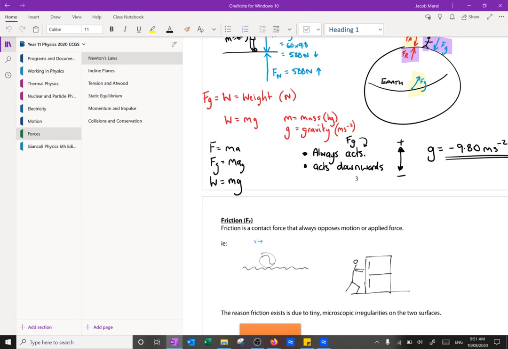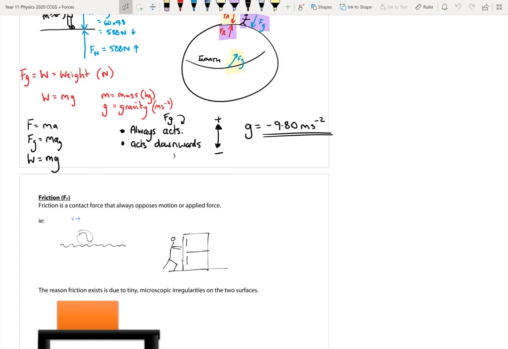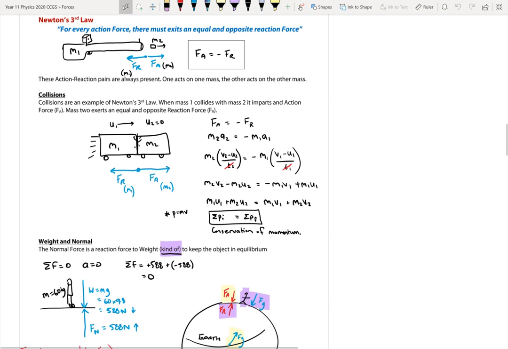Okay, so just from last week, Newton's third law. Collisions are a great example, and we can get some really cool equations from it. In a few weeks' time, we will look at momentum and momentum in collisions. Also, indirectly, weight and normal. I remember indirectly because we've actually got two action-reaction pairs.